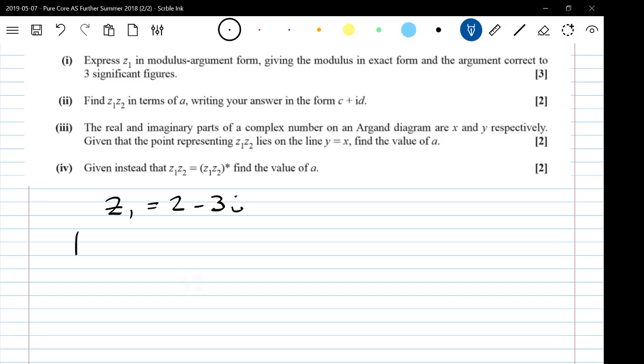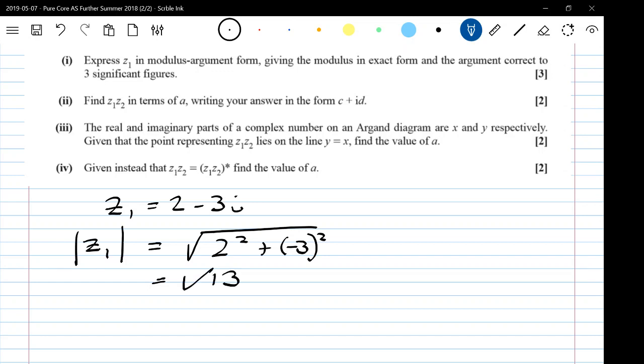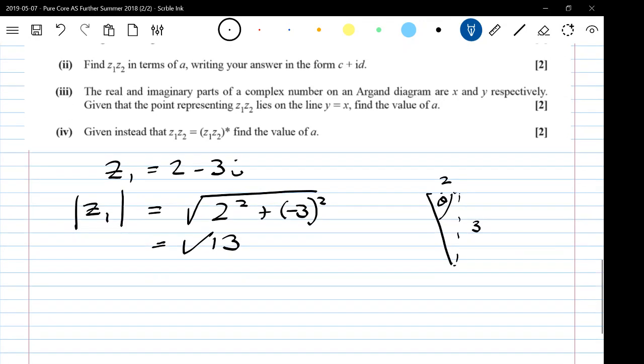So the modulus of z1 is the square root of 2 squared plus negative 3 squared. So we've got 9 plus 4, that's root 13. And if we think about the argument, then it goes across 2 and down 3, so there's the argument of z. So when we think about the argument, tan of theta is 3/2.